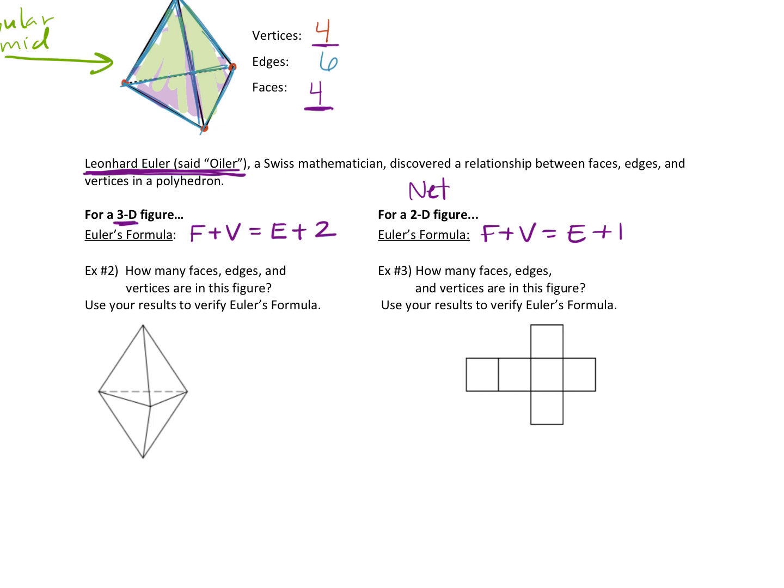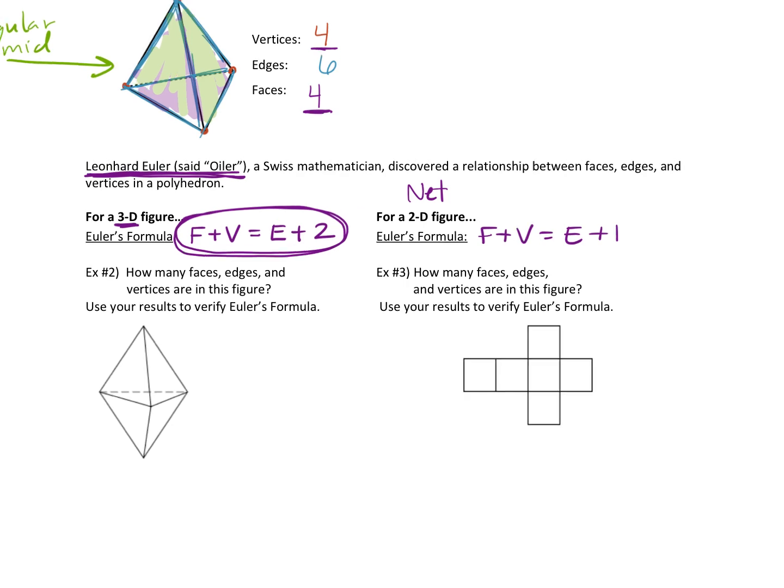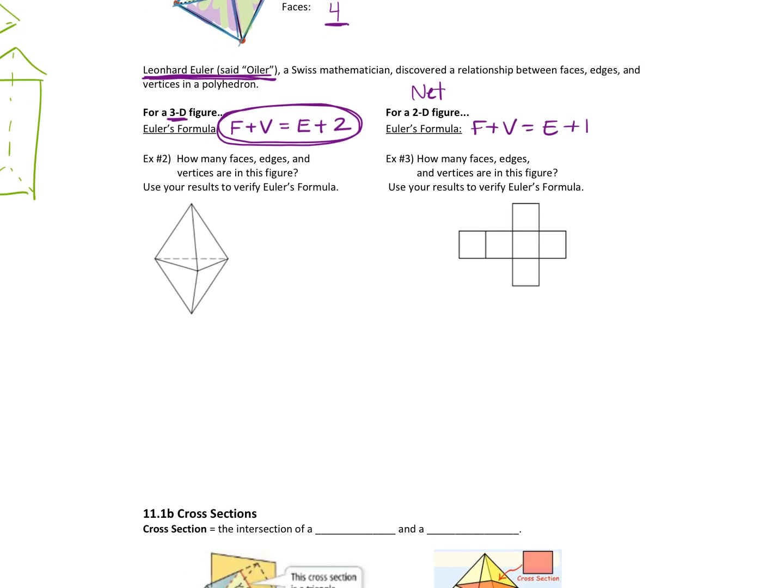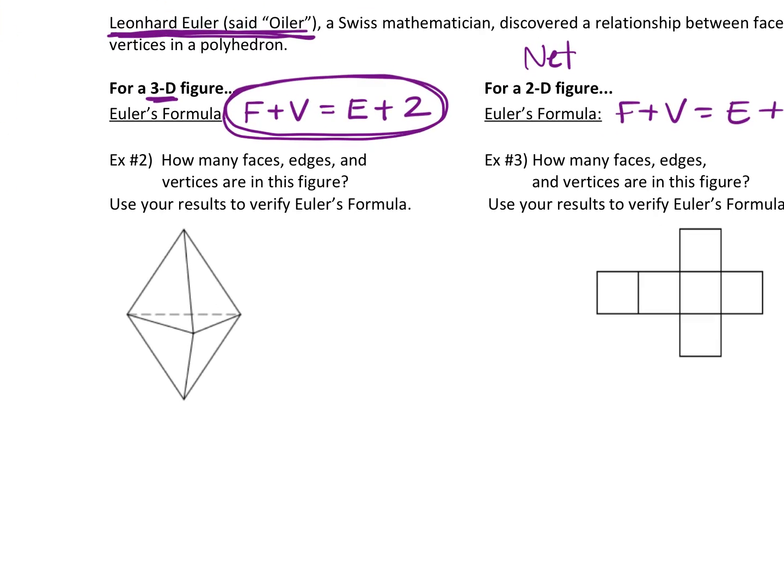So 2 formulas. I need you to know this one. This is the one that I will ask you more about. Okay, so example 2 here. It says how many faces, edges, and vertices are in that figure, and then we use Euler's formula to verify it. There will come a time in your homework or on a quiz where I'll say, you have this many faces and this many vertices. How many edges would that figure have? So you should be able to find it both ways. I'll show you that in a minute.